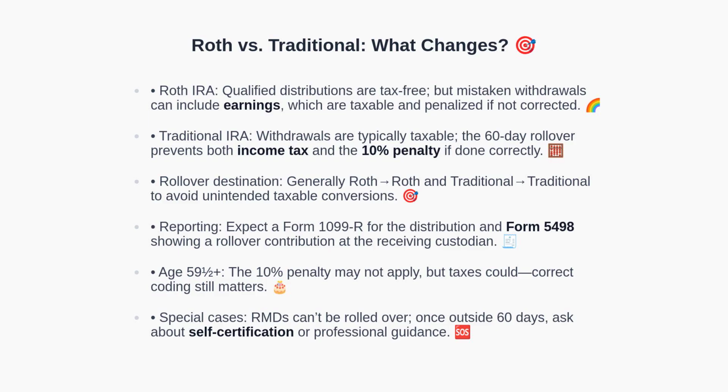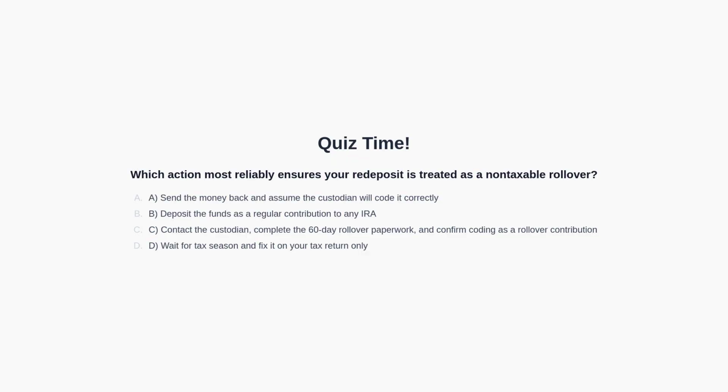Now, let's test your understanding with a quick quiz. Quiz time. The question is, which action most reliably ensures your redeposit is treated as a non-taxable rollover? Option A, send the money back and assume the custodian will code it correctly. Option B, deposit the funds as a regular contribution to any IRA. Option C, contact the custodian, complete the 60-day rollover paperwork, and confirm coding as a rollover contribution. Option D, wait for tax season and fix it on your tax return only.